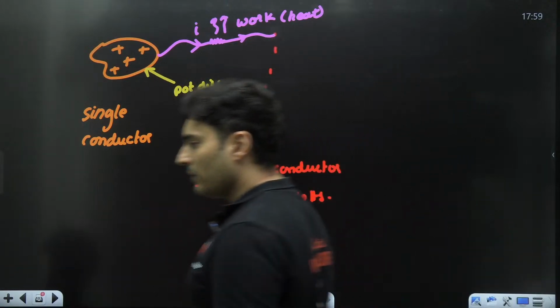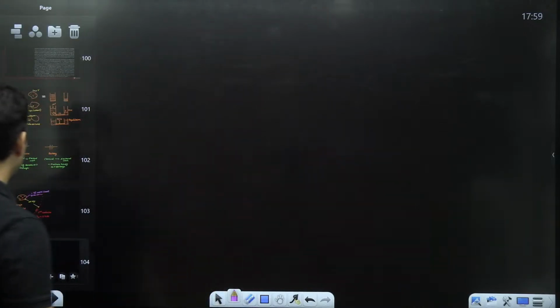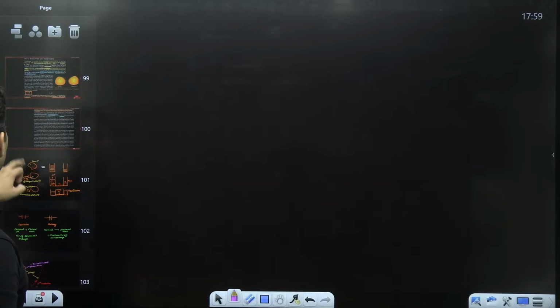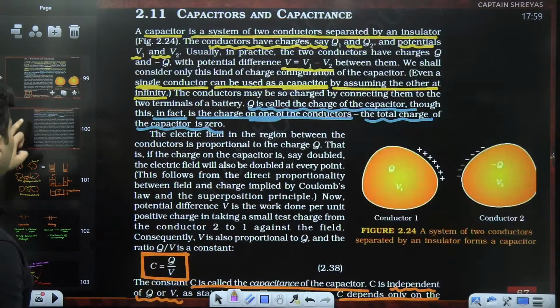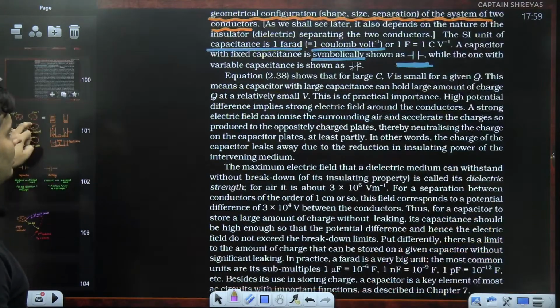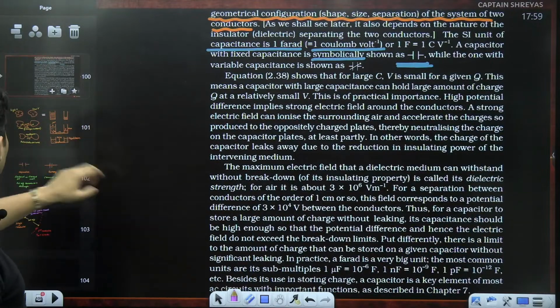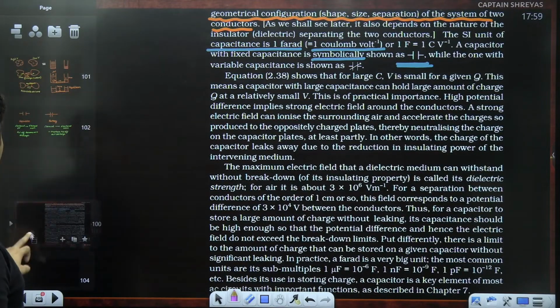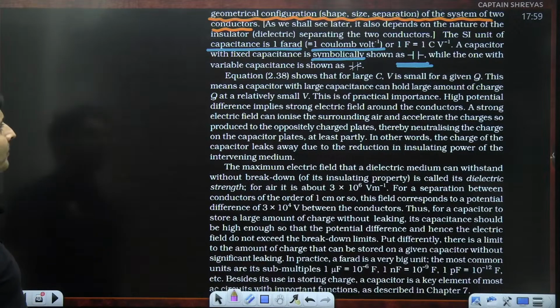Is that clear, everyone? Okay. The next thing is where they define what a capacitance is, etc. They have defined what a capacitance is, and here they have started with the other things. Let's discuss those as well.